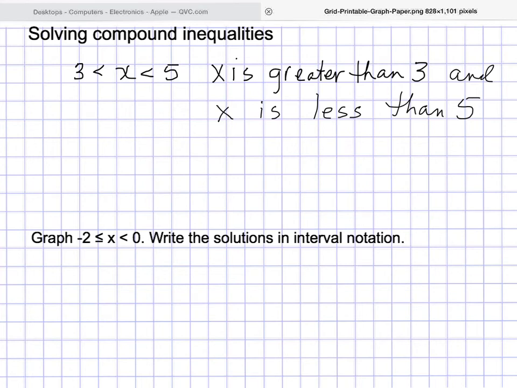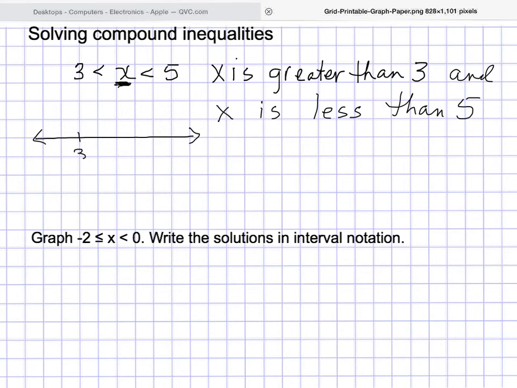I like to start reading in the middle. x is what? Greater than 3, but it's less than 5. So in other words, what that means is we're looking for all the solutions, all the x values that are between 3 and 5. Imagine a number line.